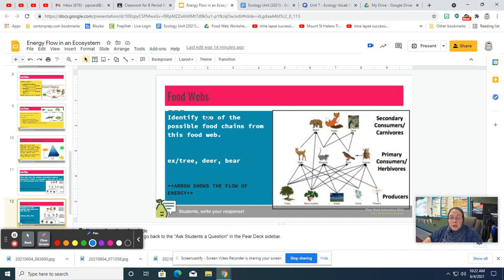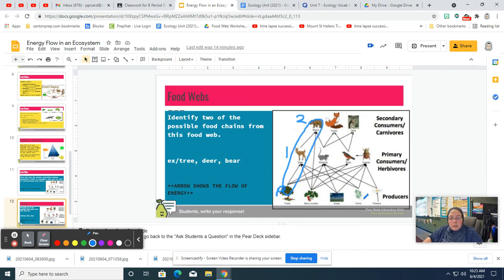So if we were to pull out a couple food chains, let's start with our tree. Our tree is our producer. Our tree provides energy for the deer, which is then eaten by the bear. And so we have one possible food chain.